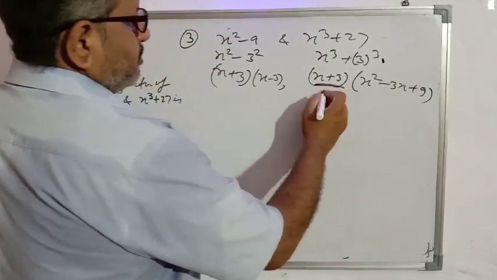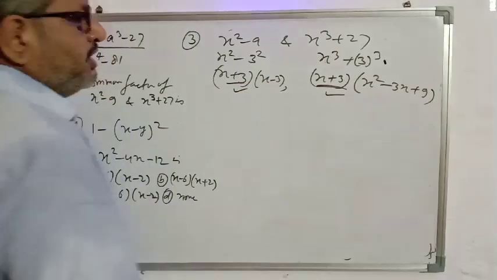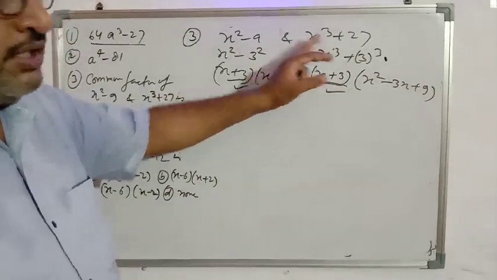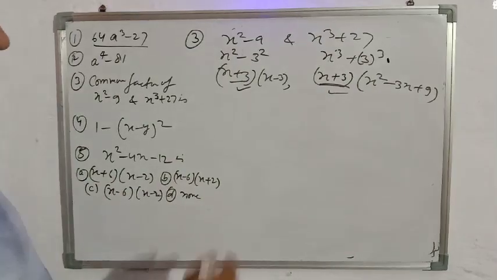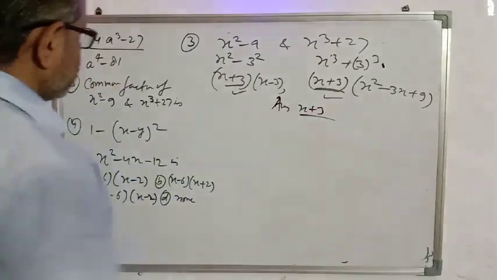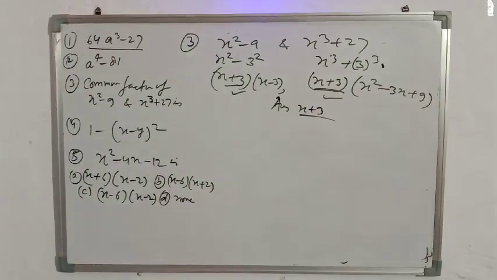So what is common in both? x plus 3 is common in both. So the common factor is x plus 3 in both the algebraic expressions. So the answer will be x plus 3. See the next, the fourth one.